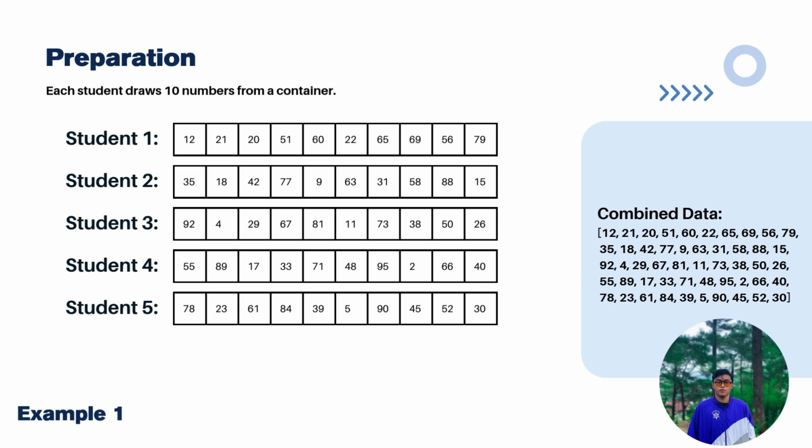So for example number 1, 5 students each drew 10 random numbers from a container, simulating a random sampling process. You can see each student's results listed here. When we combine all these numbers, we end up with a dataset of 50 values. This combined data is what we use to analyze the distribution and understand key statistical concepts. So 10 random numbers per student and 50 values total. And we set the stage for statistical analysis.